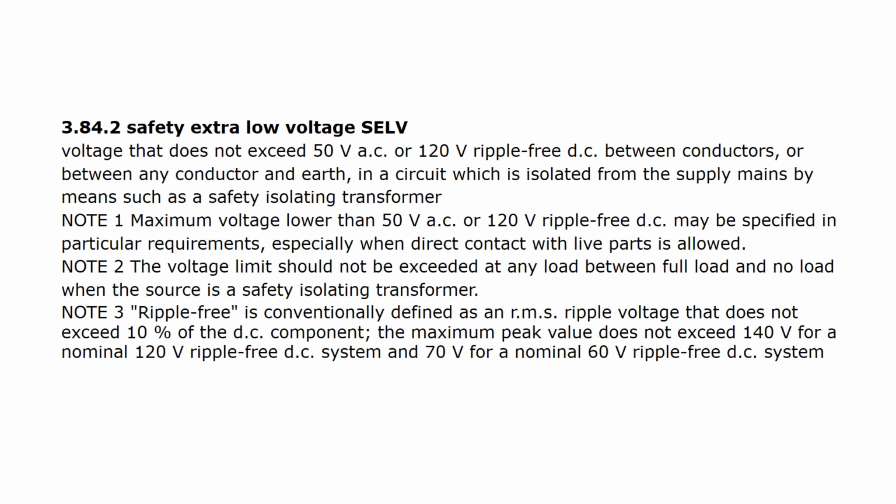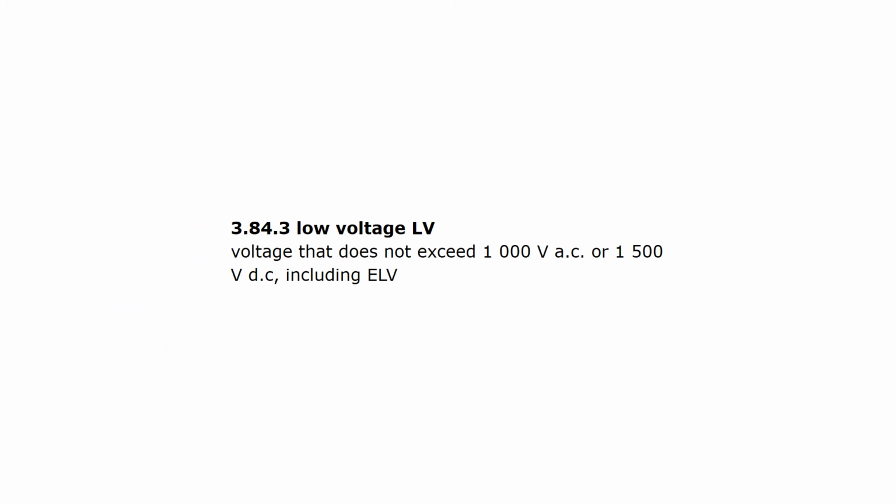Note 1. Maximum voltage lower than 50 volts AC or 120 volts ripple-free DC may be specified in particular requirements, especially when direct contact with live parts is allowed. Note 2. The voltage limit should not be exceeded at any load between full load and no load when the source is a safety isolating transformer. Note 3. Ripple-free is conventionally defined as an RMS ripple voltage that does not exceed 10% of the DC component. The maximum peak value does not exceed 140 volts for a nominal 120 volt ripple-free DC system and 70 volts for a nominal 60 volt ripple-free DC system. Low voltage. Voltage that does not exceed 1000 volts AC or 1500 volts DC, including ELV.